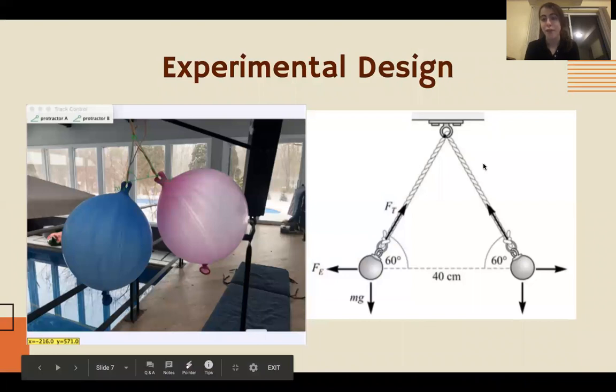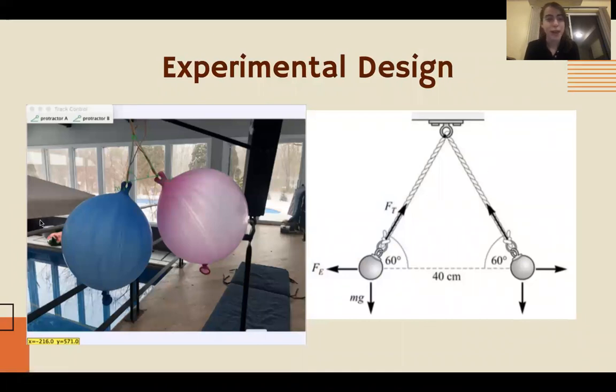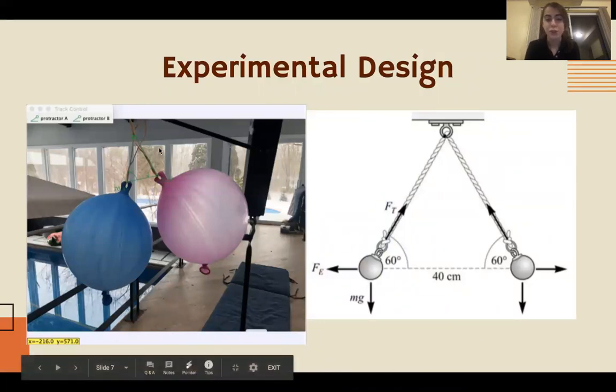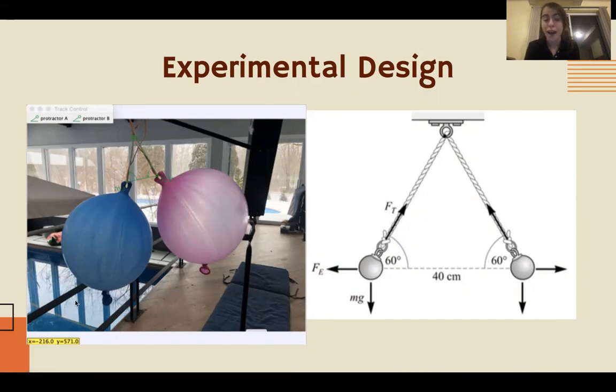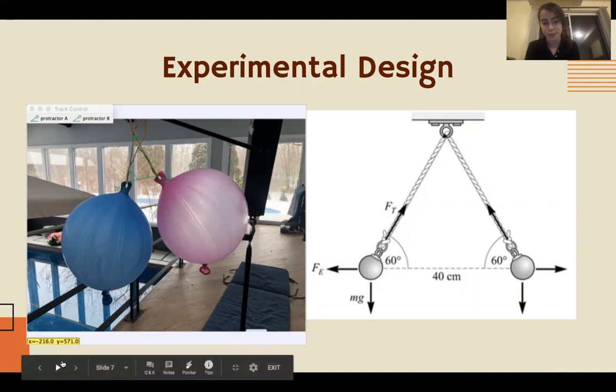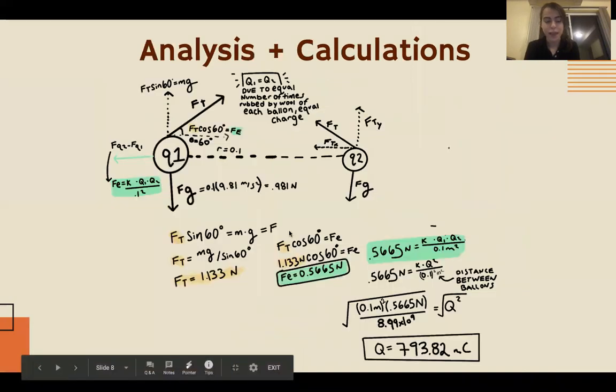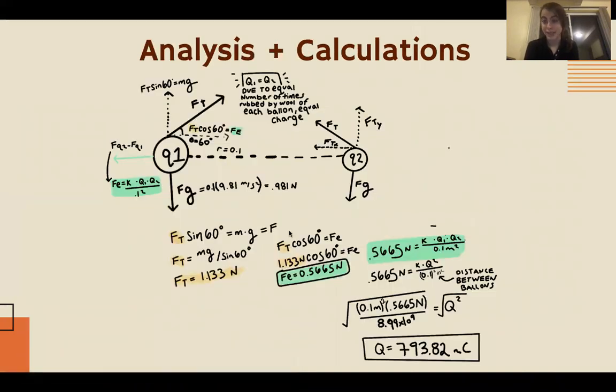Here we actually have our experimental setup. We have our two balloons attached to our string, and here you see our actual tracker screenshot. We really use this to determine that those distances and angles were as precise as possible. Here we have our analysis and our calculations.